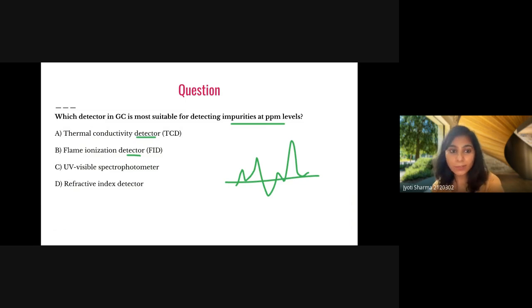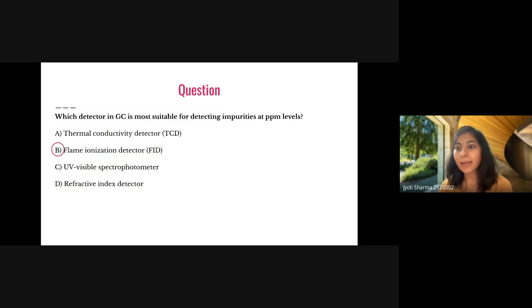Priscilla gave me answer B, that is FID. Yes, I also agree with this. We have a lot of types of detectors, and one is the flame ionization detector, which is suitable whenever we need to detect the impurity even at the ppm level. So answer B is the right one.